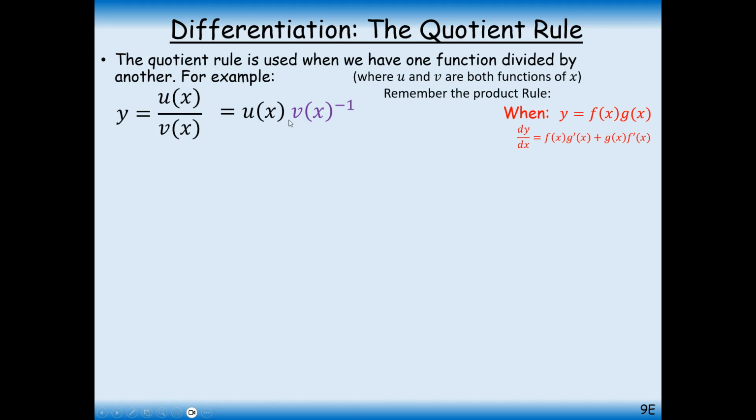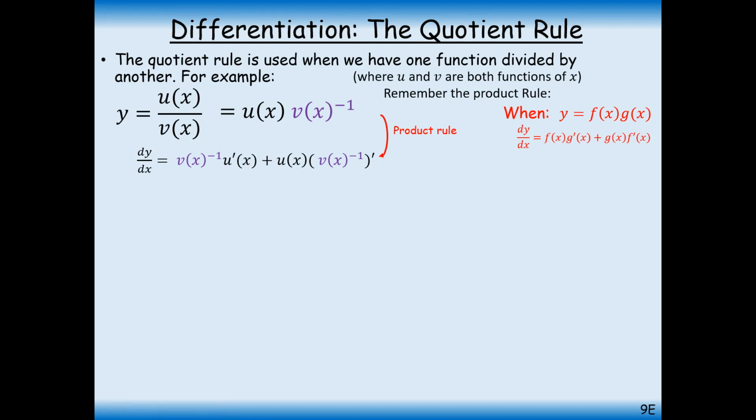Now this is a product, right? So we can apply the product rule here, and what we know is that v of x is a function that has a power on itself, so we need to actually use the chain rule when we differentiate that. So when we apply the product rule to this expression, we have u dash of x multiplied by v of x to the power of minus 1, and we will have u of x multiplied by the derivative of v of x to the power of minus 1. Now, this derivative, I've just written as a dash sign there.